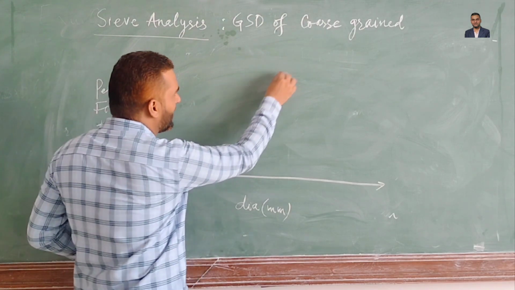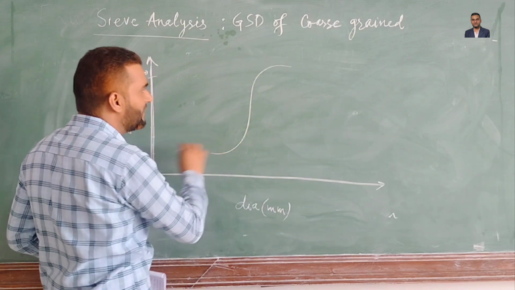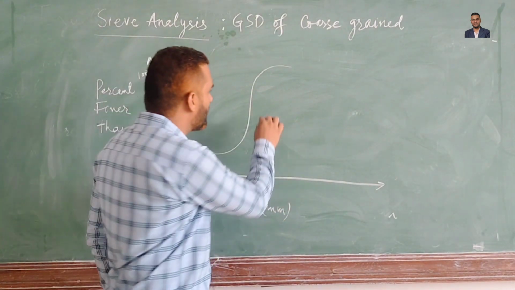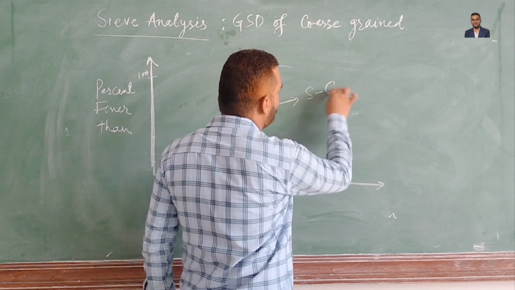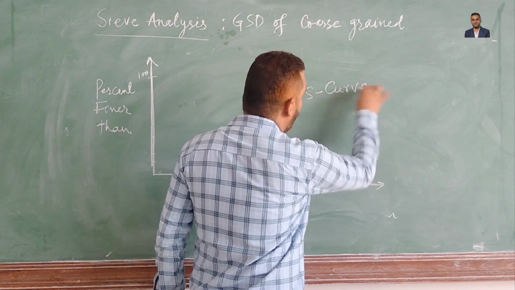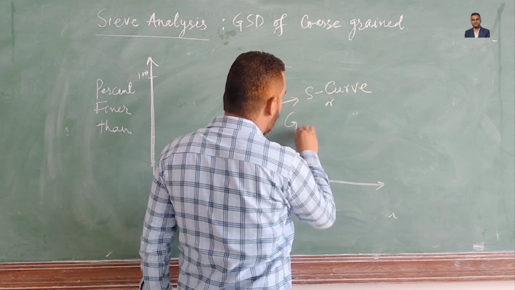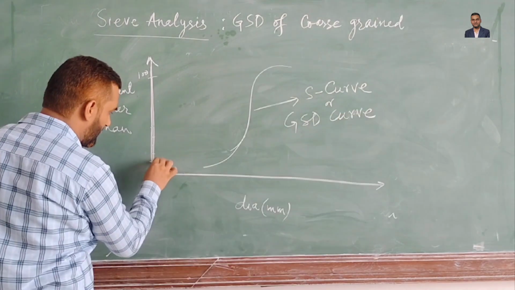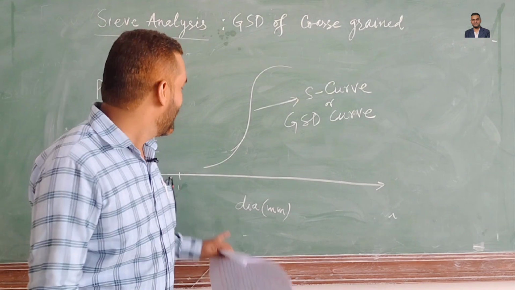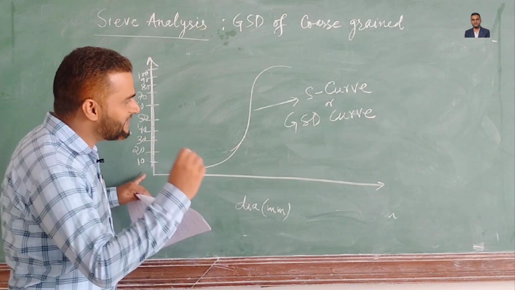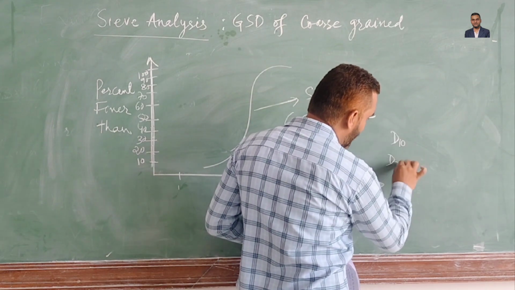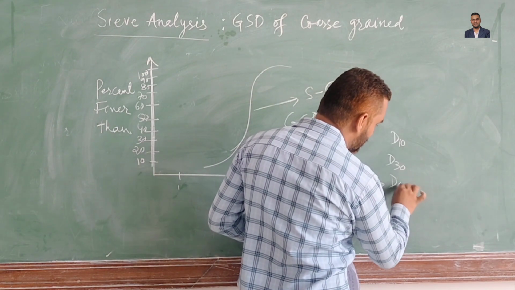जो ग्राफ बन के आता है यूजुअली इस शेप का होता है. It looks like S, that is why it is called S curve. It is also called grain size distribution curve और इन शॉर्ट GSD curve. From this curve D10, D30 and D60 are calculated.